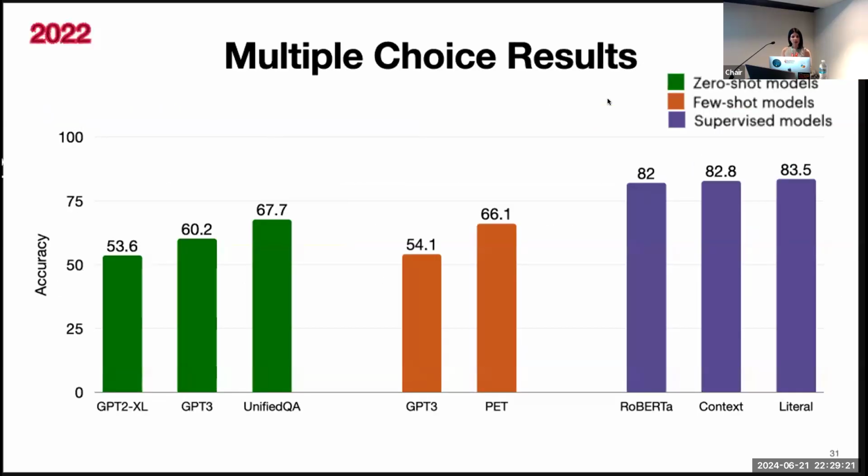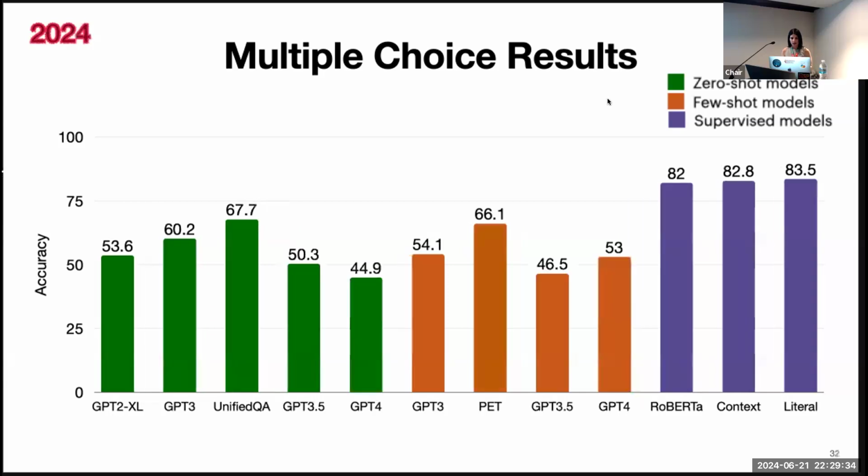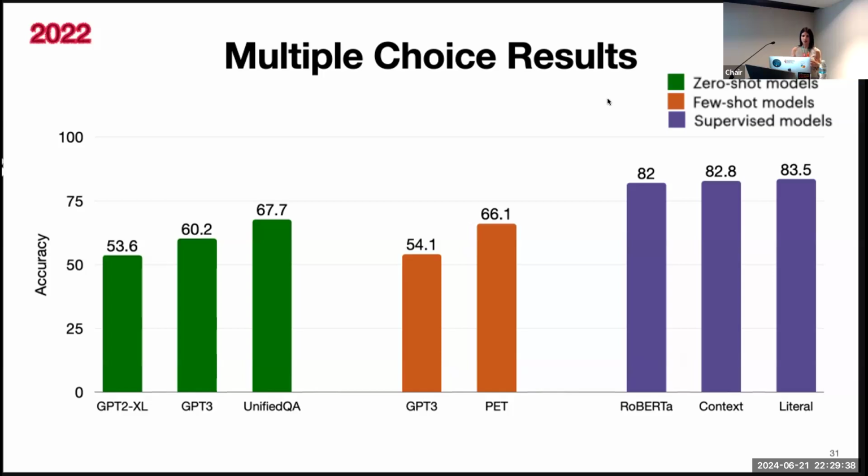So we got a small improvement with the context model and a slightly bigger improvement with the literal model. We also tried combining the decisions from both of them, but that didn't really work. And so, yeah, really small improvement. And I'll go back to this when I talk about the generative setup, because there we actually had a more substantial improvement.